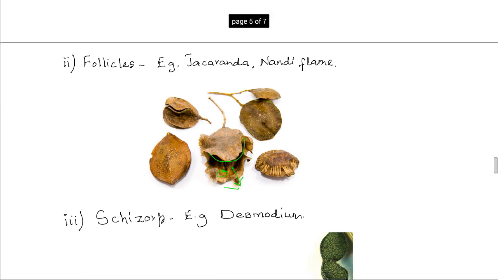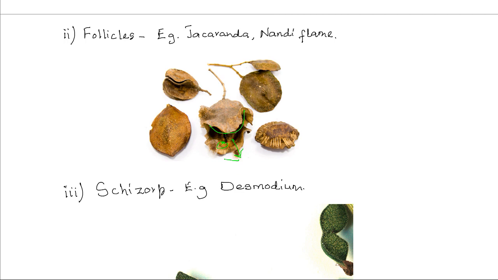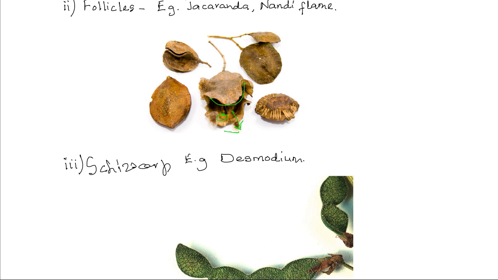Another type of dehiscent fruits is the schizocarp, for example, of the desmodium. The schizocarp develops from one carpel. In fact, it is very similar to the pod, only that there are several compartments. The schizocarp consists of several compartments, and each compartment is known as a mericarp. And it contains one seed. So each part is known as a mericarp containing one seed.